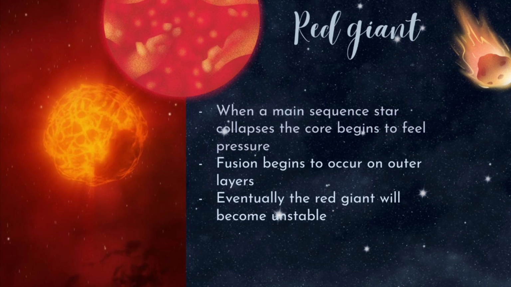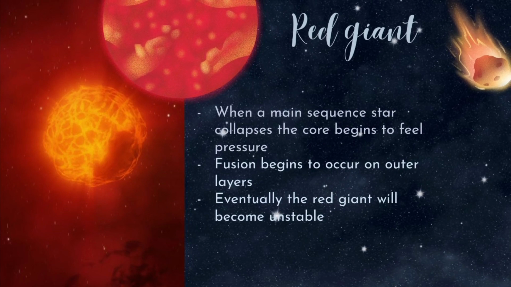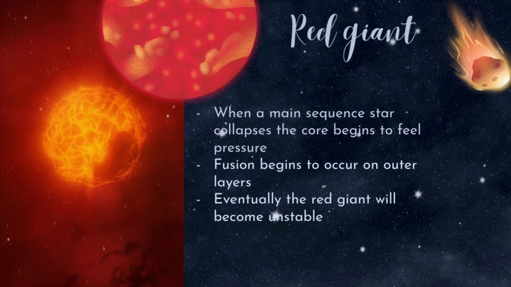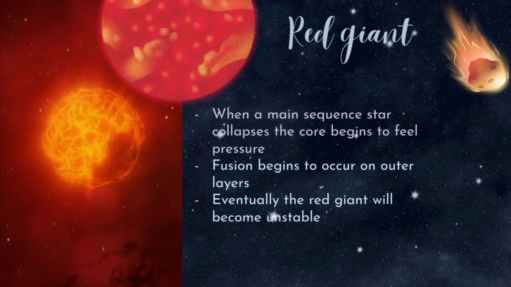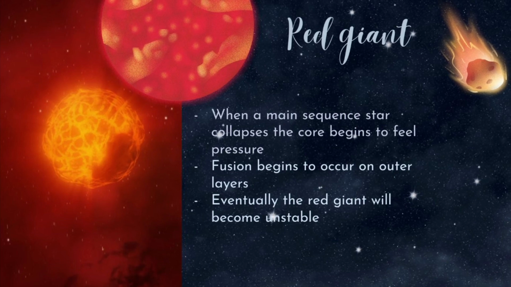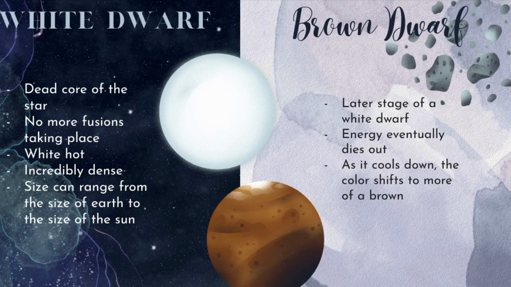A red giant will form once the main sequence star runs out of fuel and collapses in on itself. During the collapse, the core begins to take on a lot of pressure, and the nuclear fusions begin taking place on the outer layers, which causes the red giant to become unstable and expand to a much bigger and hotter form. After the red giant phase, there are 2 other routes that a star could take. If the star is smaller than 8 solar masses, then it becomes a white dwarf. White dwarfs are essentially the dead core of a star. At this point, no more fusions are taking place in the core of the star.